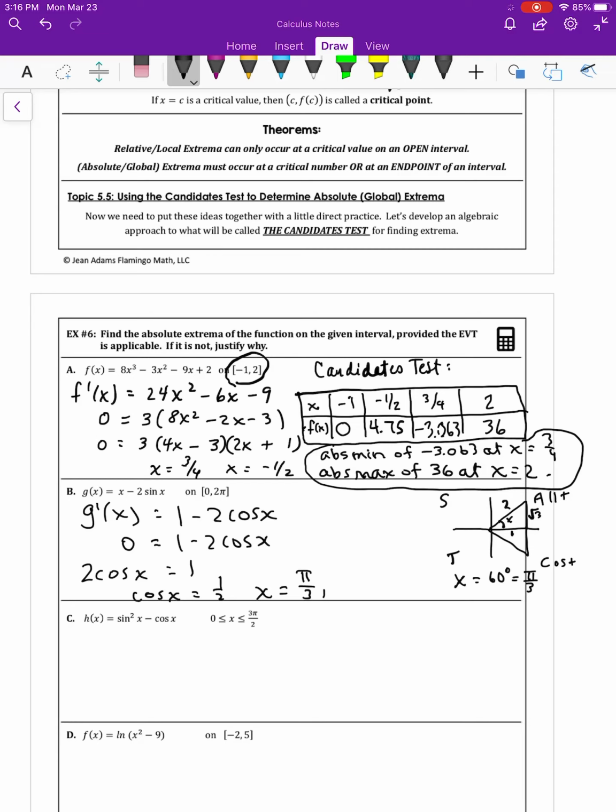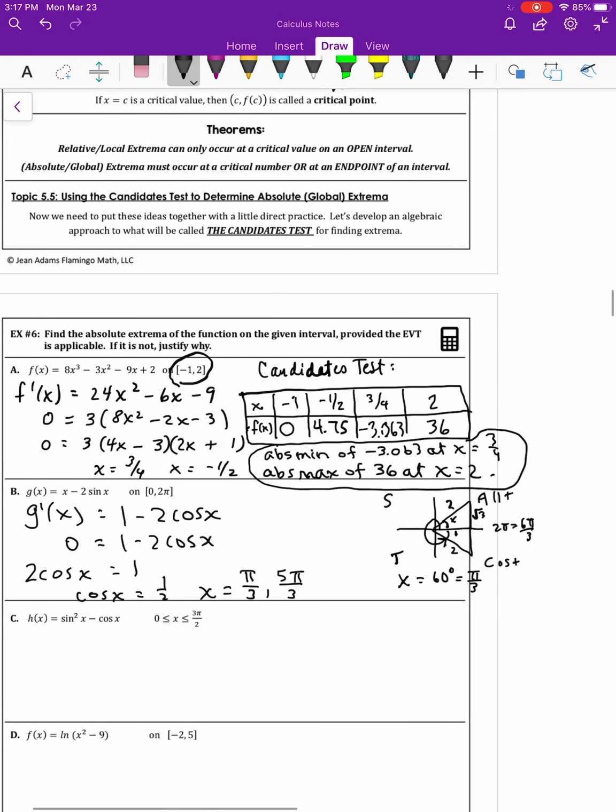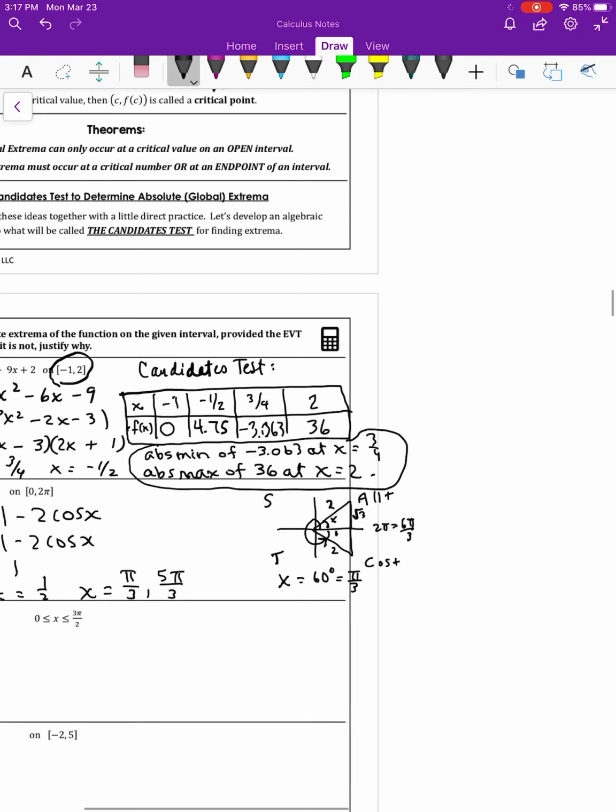And so our x value is pi over 3, and then also we're going to go all the way around to figure out which one is in the fourth quadrant. Since 2 pi is the same thing as 6 pi over 3, it would be 1 away from 6 pi over 3, which would be 5 pi over 3. So these are your critical points.